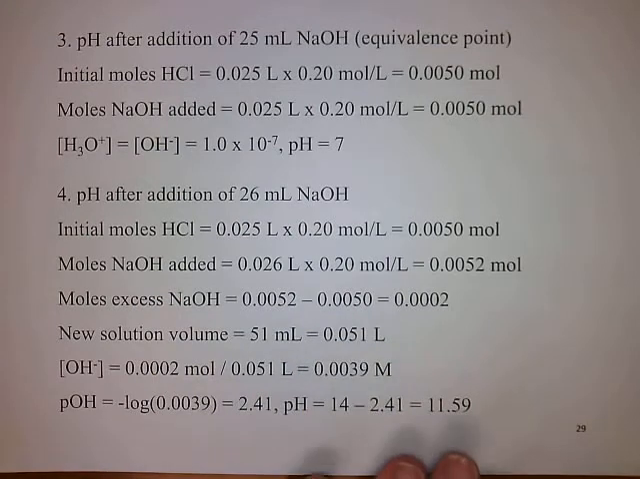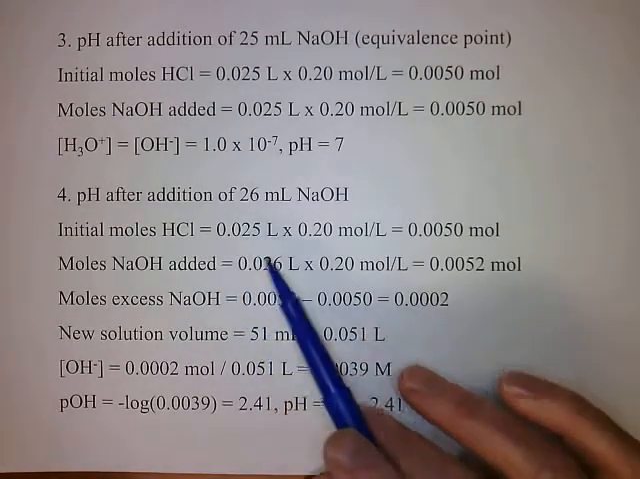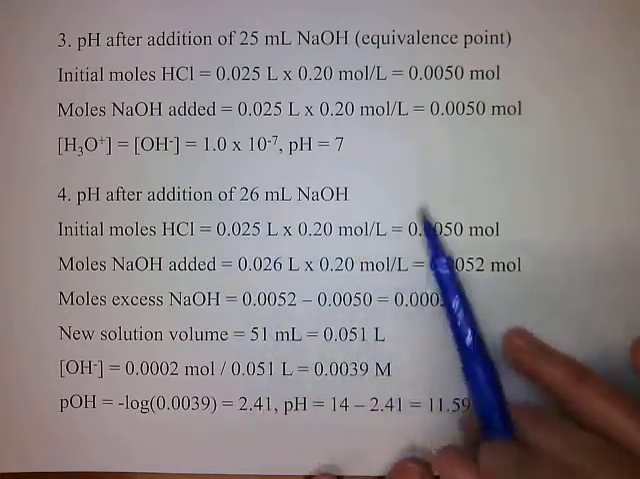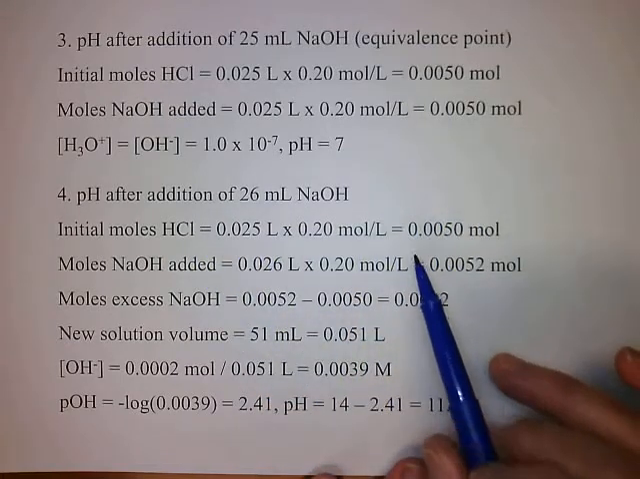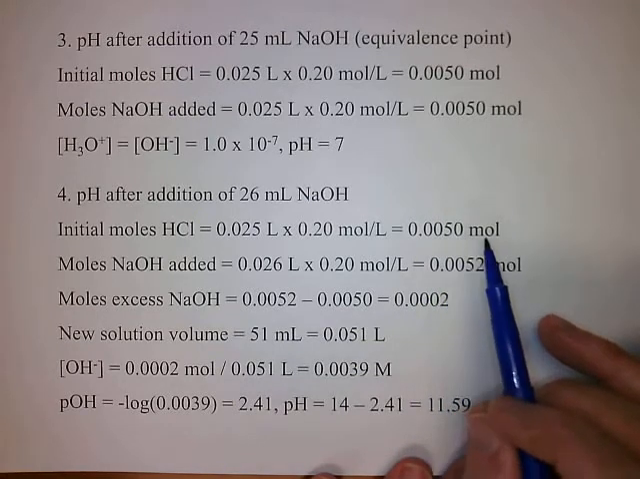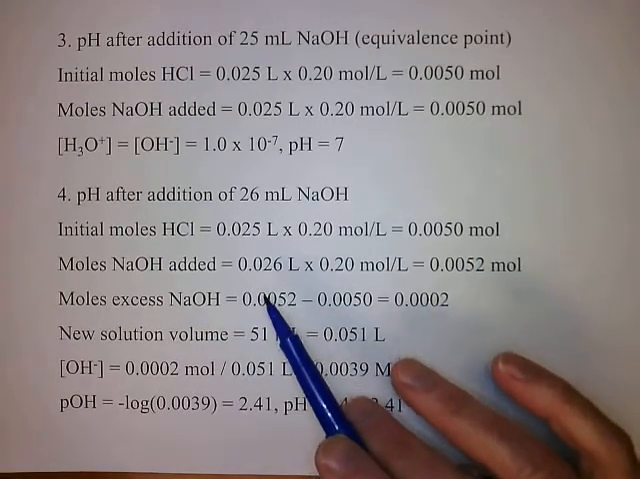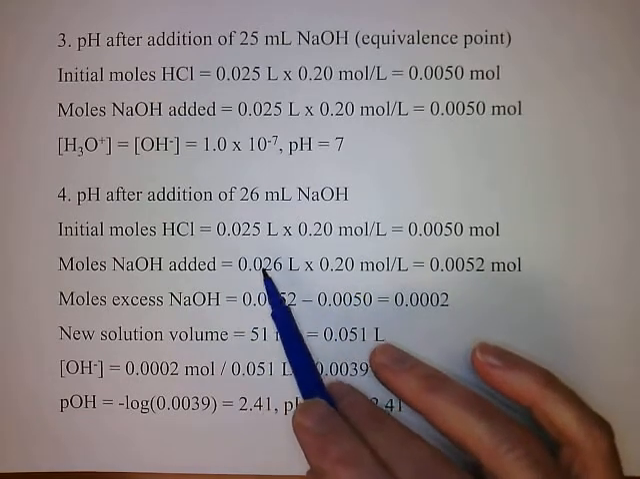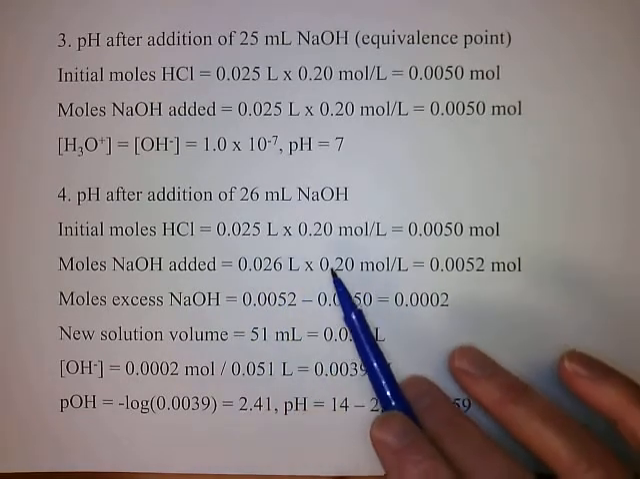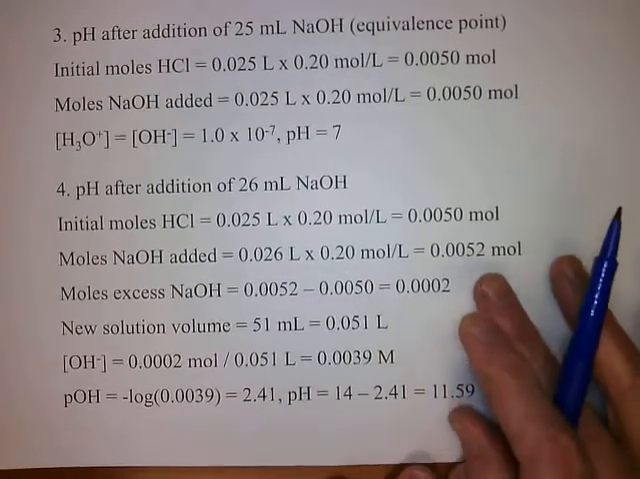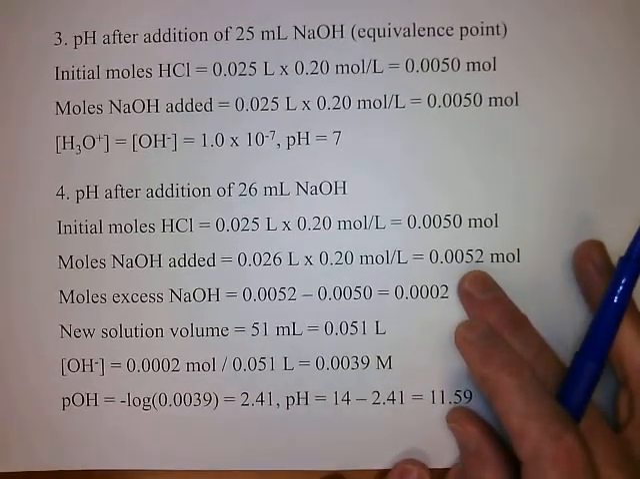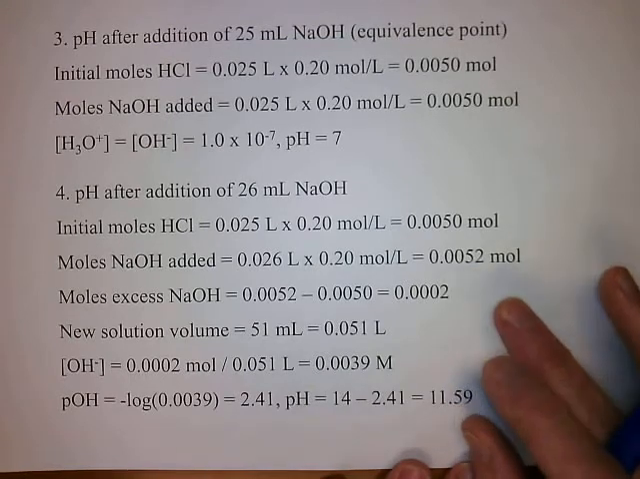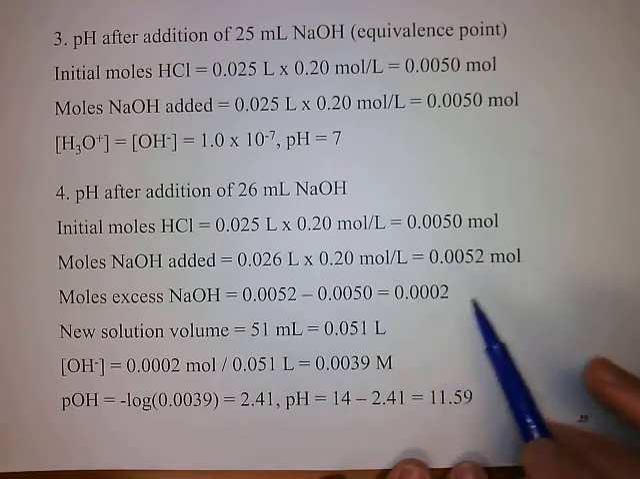Now, what's going to be the pH after the addition of 26 mL of the sodium hydroxide? Again, we figure out how many moles of HCl we started with. We've done this twice before now. 0.0050. How many moles of sodium hydroxide have we added? 0.026 times 0.20 is 0.0052, right? So we've gone past the equivalence point. All the acid is reacted, and basically we have excess base.